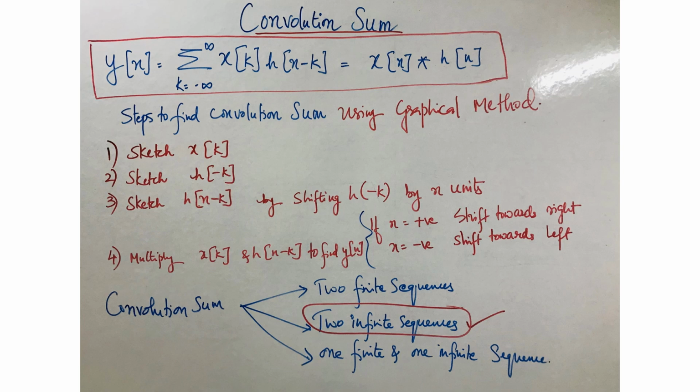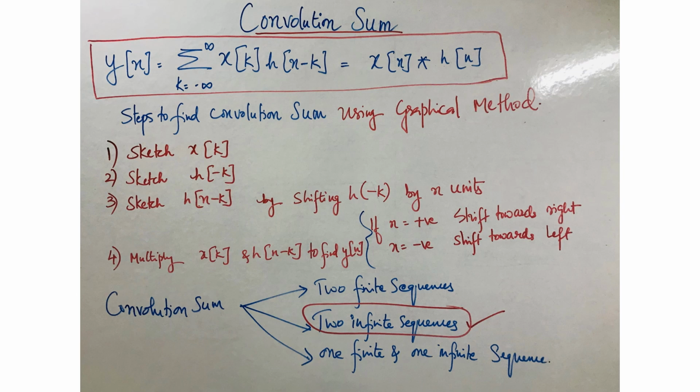Let us revise the steps to find the convolution sum using graphical method. First, you need to represent x of n as a function of k to get x of k, and represent h of n as a function of k to get h of k, and fold that signal to get h of minus k. Then you need to shift h of minus k by n units to get h of n minus k. Here n can be positive or negative.